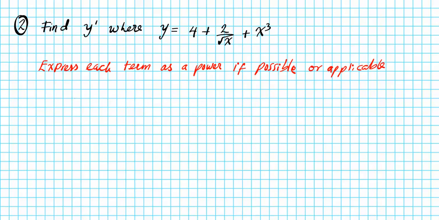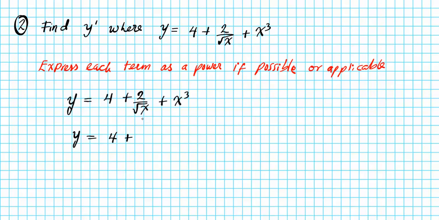Okay, now we have y equals 4 plus 2 over root x plus x to the third. Okay, so 4 is a constant. Every constant is a power of 0th degree. Do I have to write this as a power? As a power is not applicable here because I can simply apply the shortcut for differentiating constants. So whenever you see a constant, leave it alone, you don't have to express it as a power.